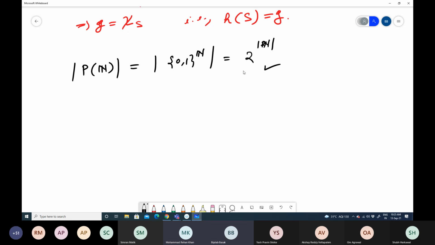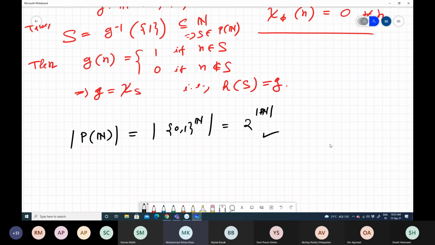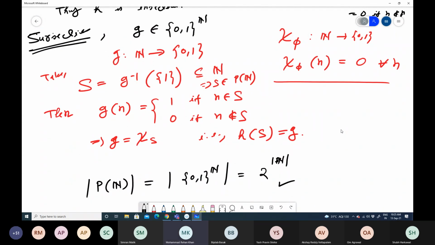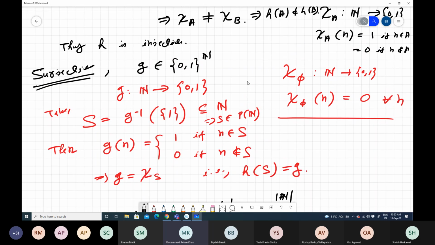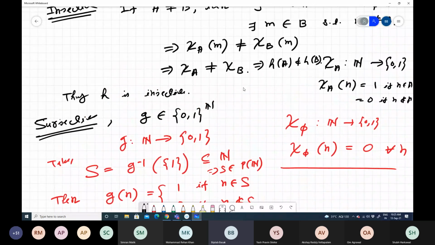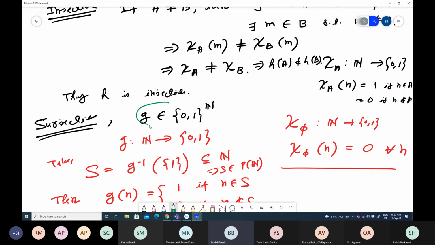So why do you take one element like g inverse of 1? Why do we take a specific element? We should have it for general g, no? For any x belonging to {0, 1}, it should have an inverse image. But we are taking a specific element only. No, we are not taking a specific element, right? We first take any arbitrary element from this.